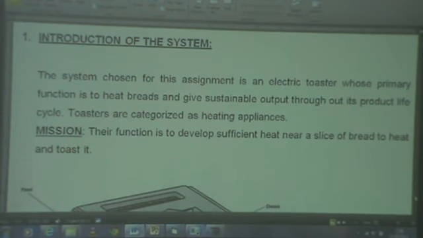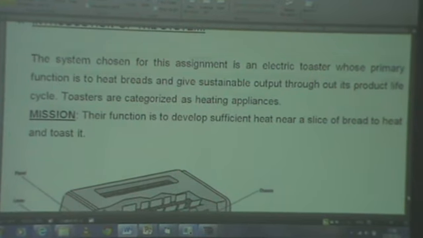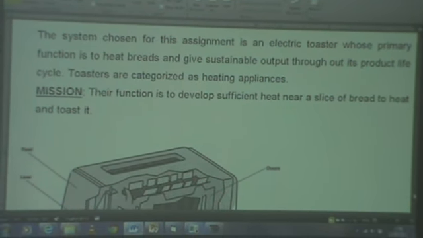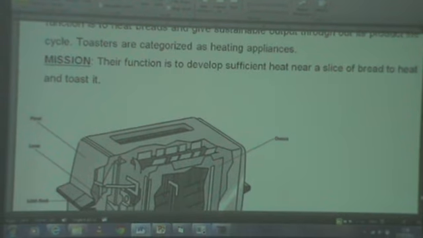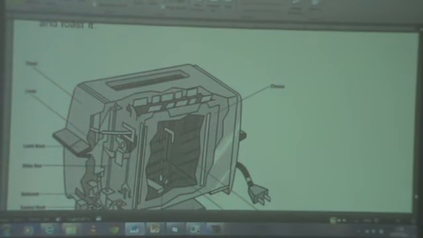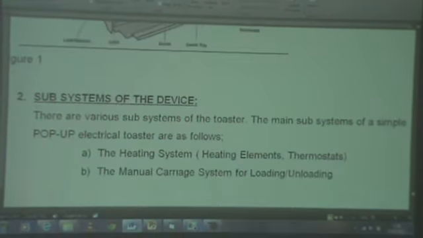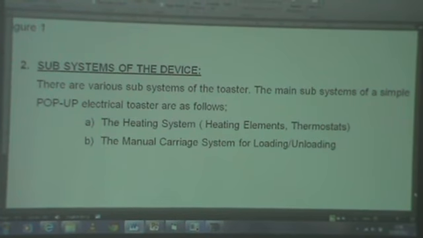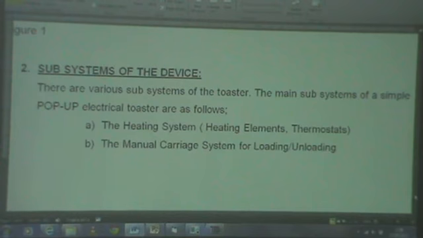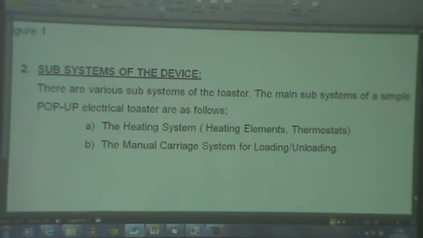So now the mission. I have given a mission as well. Its function is to develop sufficient heat near a slice of bread to heat and toast it. So you can select a very simple system, not a very complex system. Then I have devised subsystems. There are various subsystems, but I have taken a pop-up toaster.